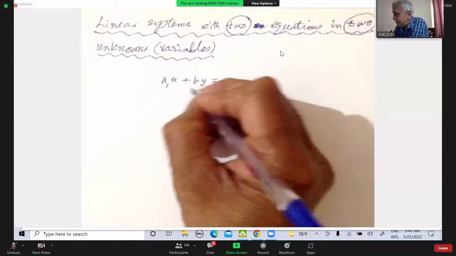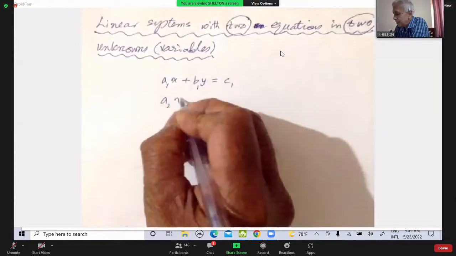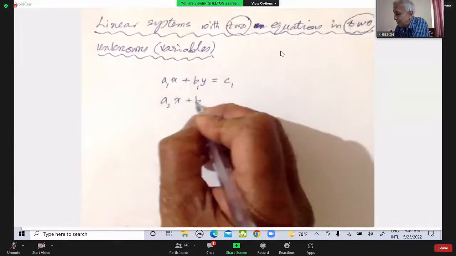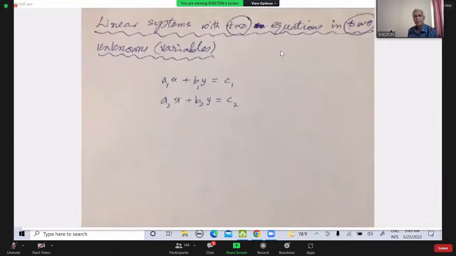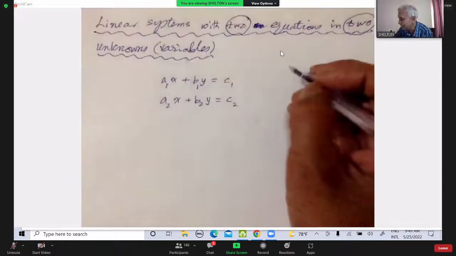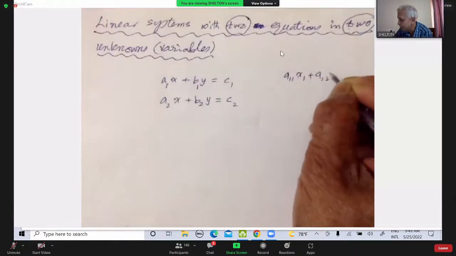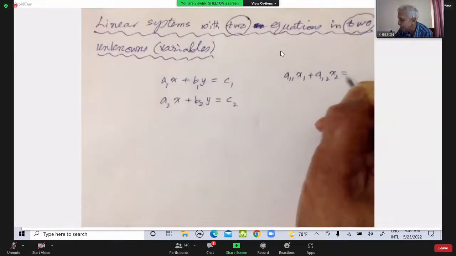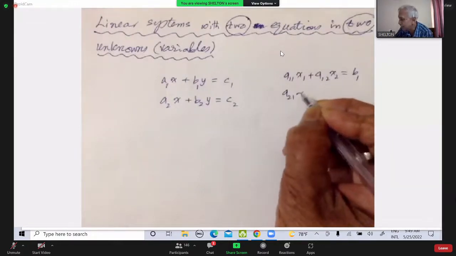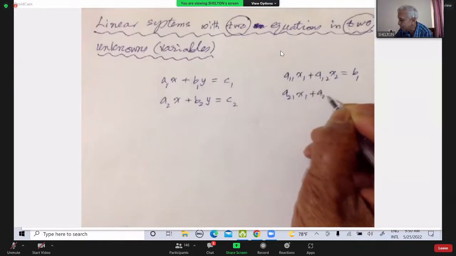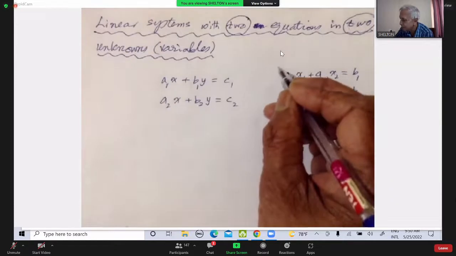A1x plus B1y equals C1. Second equation, A2x plus B2y equals C2. This is similar to A11x1 plus A12x2 equals B1, and A21x1 plus A22x2 equals B2.